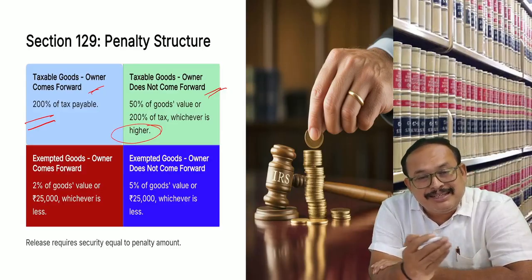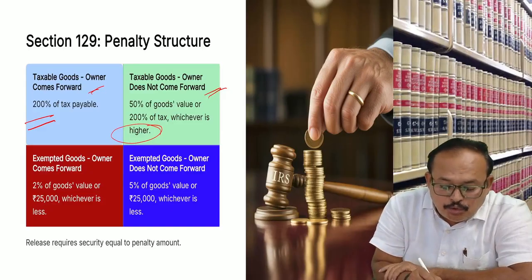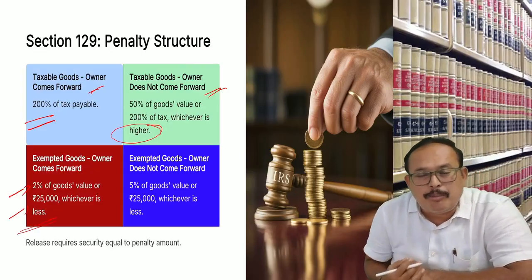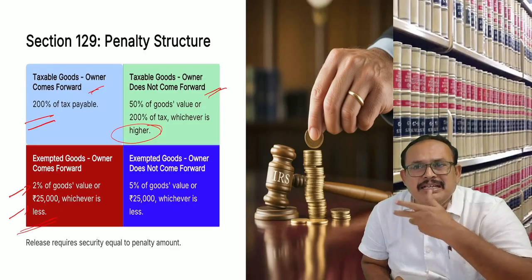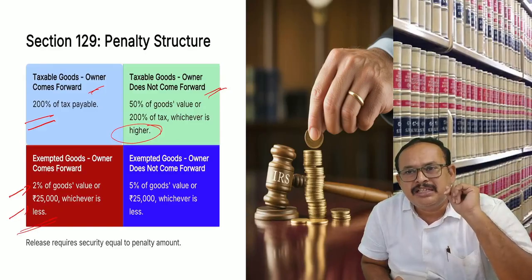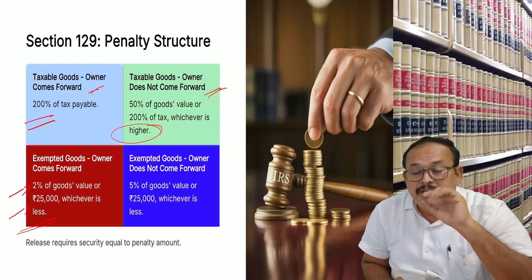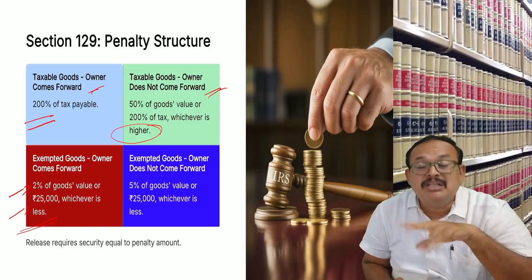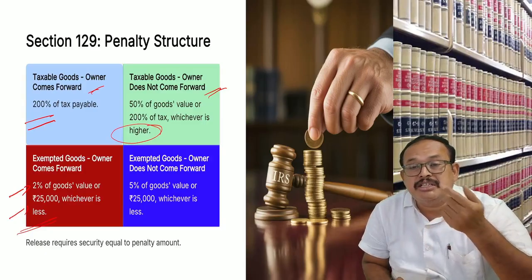If the goods are basically exempt goods and the owner comes forward, in that case 2% of the goods value or rupees 25,000, whichever is less. So the maximum amount is rupees 25,000. For the CGST portion, add an equal amount for the SGST portion. If the owner does not come forward for the exempted goods, then section 129 says that instead of 2% of the value of the goods, it is 5% of the value of the goods or rupees 25,000, whichever is less.